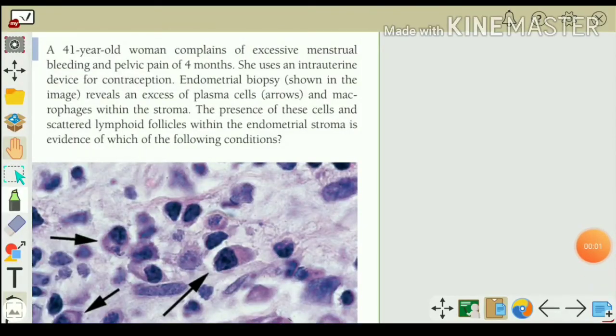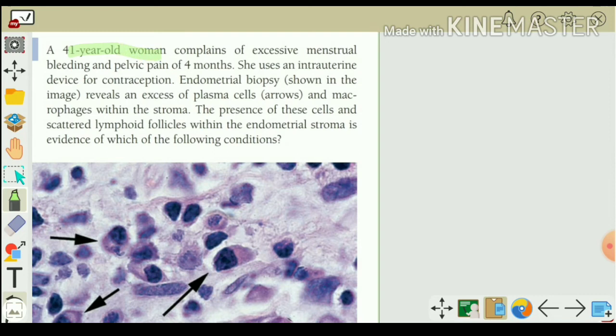I am going to discuss two clinical-based questions, including the histology. So let's go through the question. A 41-year-old woman complained of excessive menstrual bleeding and pelvic pain of 4 months. She uses an intrauterine device for contraception.